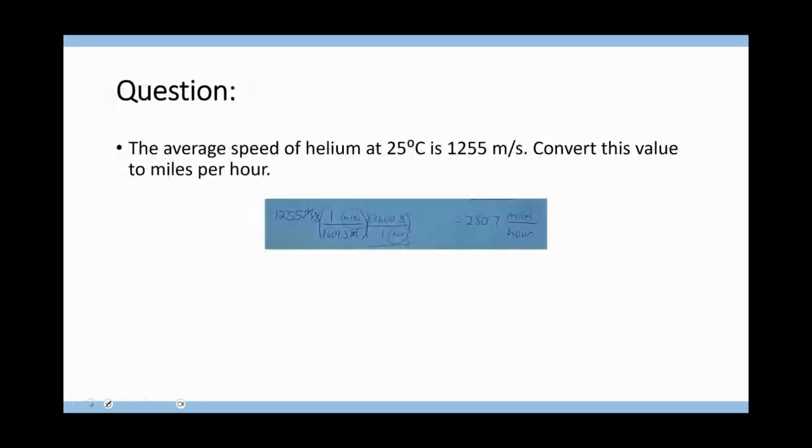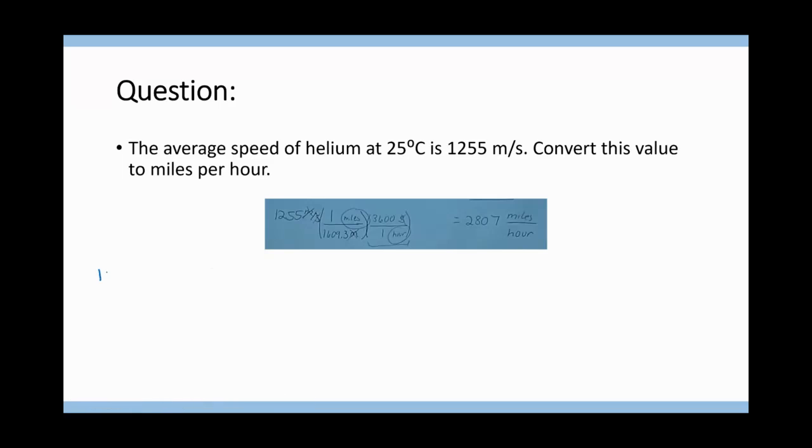All right, 2 more examples here. So you have the work on your slides. I told the 9 a.m. class this was not intentional, so you can kind of see how this question is worked out. But we'll go through it anyway. The average speed of helium at 25 degrees Celsius is 1,255 meters per second, and we're asked to convert this to miles per hour.